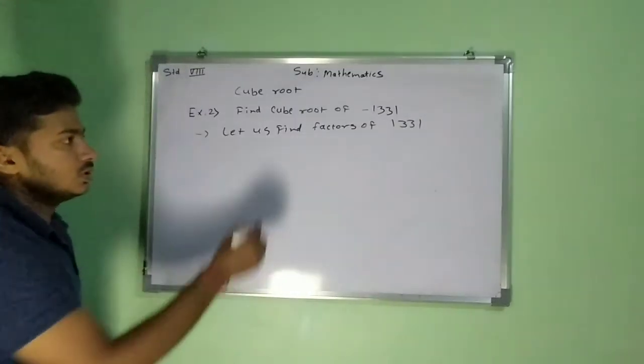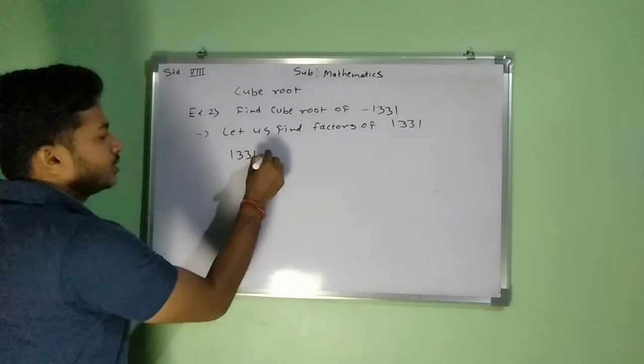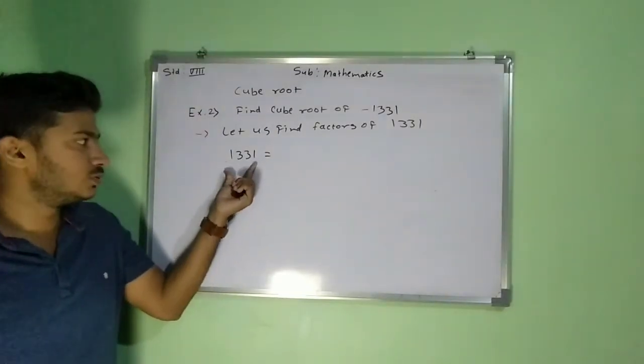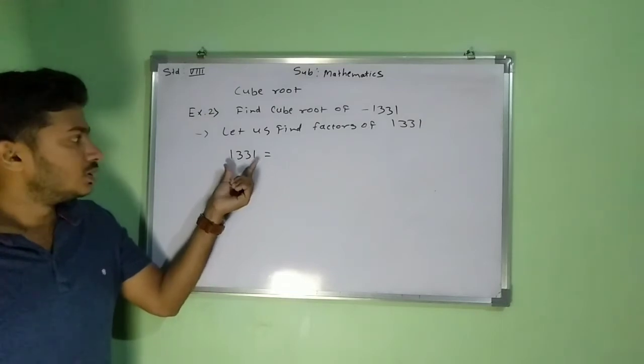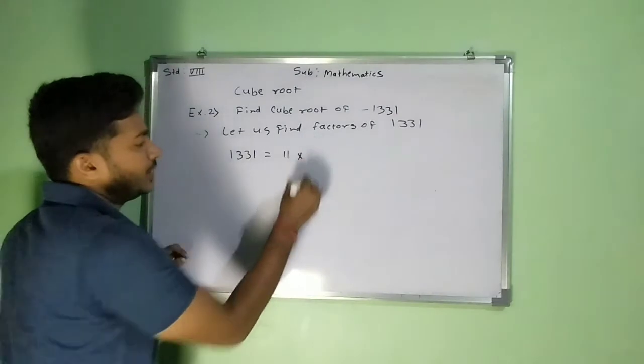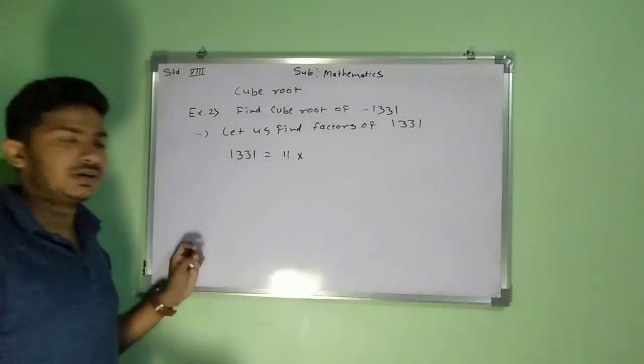Okay. Now look here, 1331. If you carefully look at that number 1331, that number is not divisible by 2, neither by 3. But that number is divisible by 11. Okay. If you divide that number by 11, we will get 121.